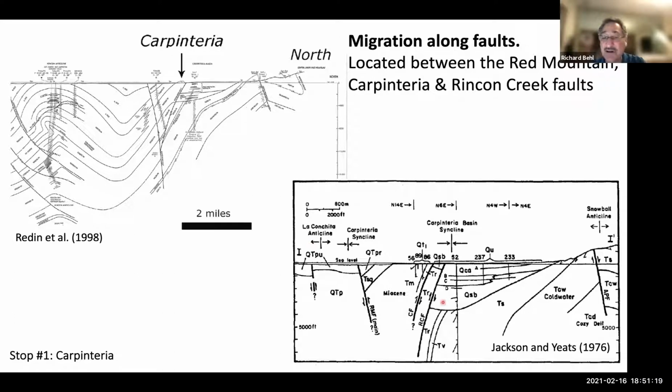Here's another map, a little bit more blown up and zoomed in on the location. Carpinteria is here along the beach in this area between the Red Mountain Fault, the Carpinteria Fault, and the Rincon Creek Fault.